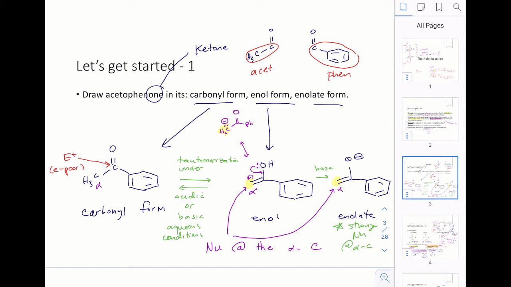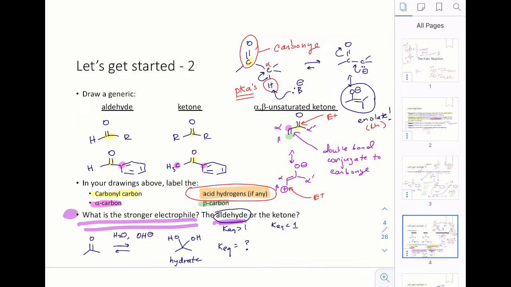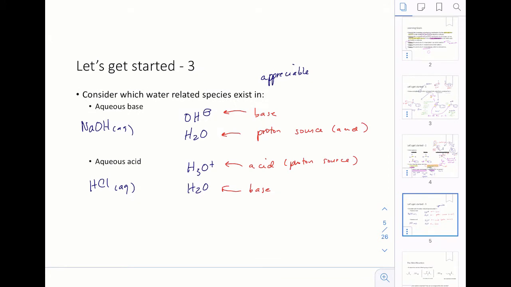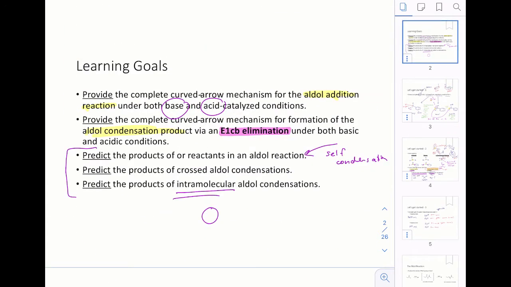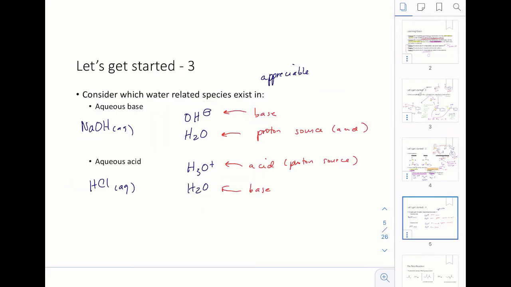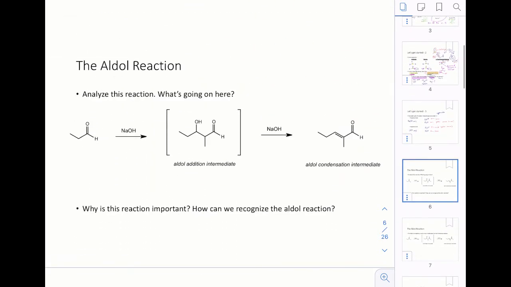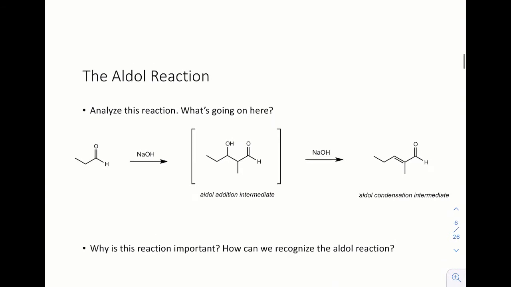Carbonyl, enol, enolate forms of aldehydes and ketones, vocabulary terms, and thinking about what species exist in aqueous acid and base. And of course, aqueous acid and base are going to be important here because as we gathered from the learning goals, this reaction that we're learning today, the aldol reaction, can take place under both base and acid catalyzed conditions. So that's why we talked about this briefly. All right, that gigantic preamble in hand, let's get started.